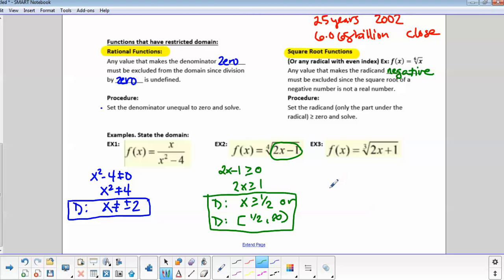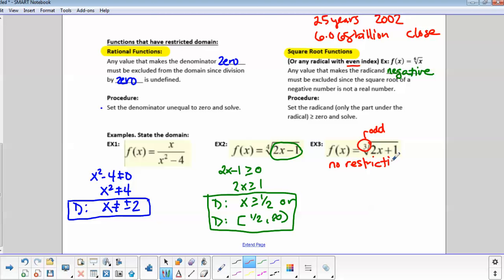All right, and this last one is a cube root. And notice, because the index is odd, we don't need to follow this rule. You can actually take the cube root of a negative number. Think about the cube root of -8. The cube root of -8 is -2. So these have solutions, these work. So because you can take the cube root of any kind of number, then this function has no restrictions.